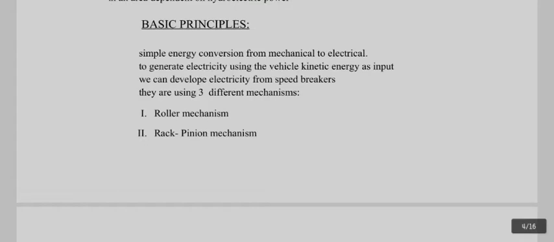Basic principles. Simple energy conversion from mechanical to electrical, to generate electricity using vehicle kinetic energy as input. We can develop electricity from speed breakers using three different mechanisms.